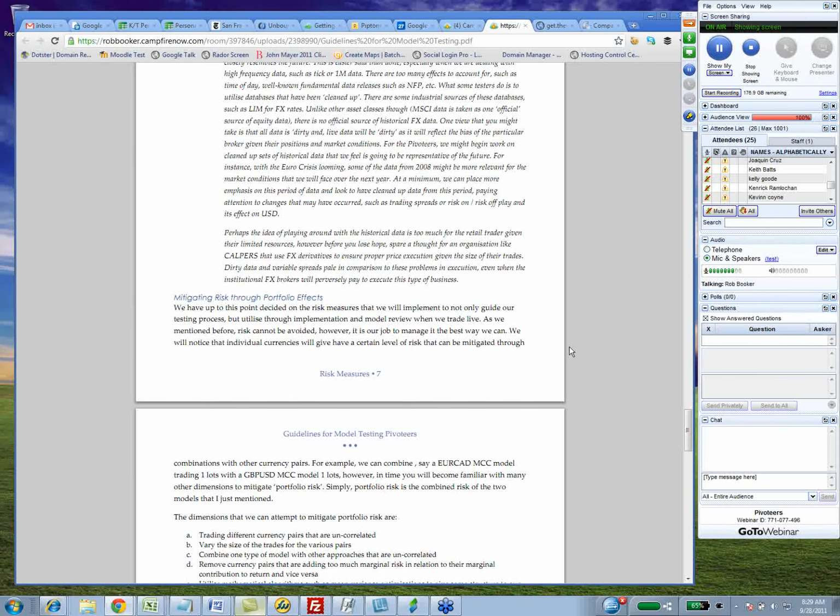Perhaps the idea of playing around with the historical data is too much for the retail trader given their limited resources. However, before you lose hope, spare a thought for an organization like CalPERS, that's the California Pension and Retirement System, that uses FX derivatives to ensure proper price execution given the size of their trades. Dirty data and variable spreads pale in comparison to these problems in execution, even when the institutional FX brokers will perversely pay to execute this type of business.